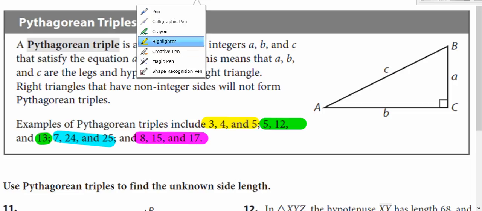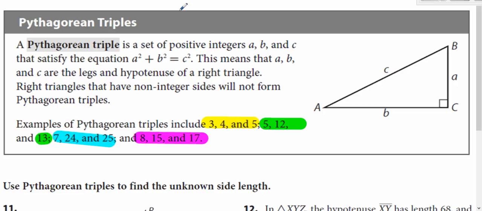Now, one thing with all of these Pythagorean triples, if you double all the sides or multiply all the sides by 3, they're still Pythagorean triples. So if you double all the sides, you get a 6, 8, 10. It's still a Pythagorean triple. 36 plus 64 equals 100. Even if you multiply it by 3, 9, 12, and 15, that's still a Pythagorean triple.